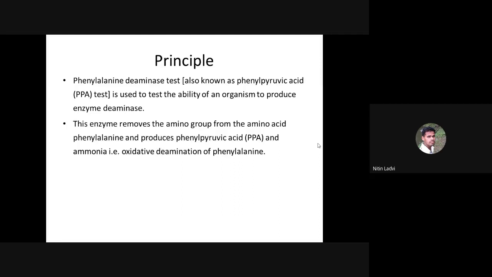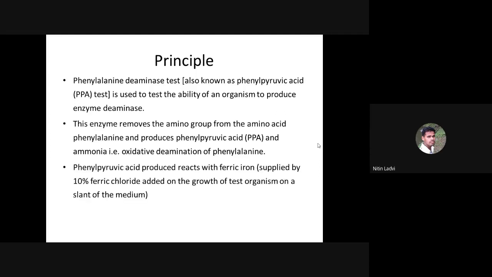Out of that, the amino group is the group of the amino acid that is actually reacting with this enzyme, because the enzyme is called a deaminase. So this particular enzyme has the capability to remove the amino group from the amino acid phenylalanine, and then it produces phenyl pyruvic acid, which is called PPA. And along with that, as it is a deaminase, it is supposed to remove ammonia. That is, the amino group is removed as ammonia gas, and this whole procedure is called oxidative deamination of phenylalanine.